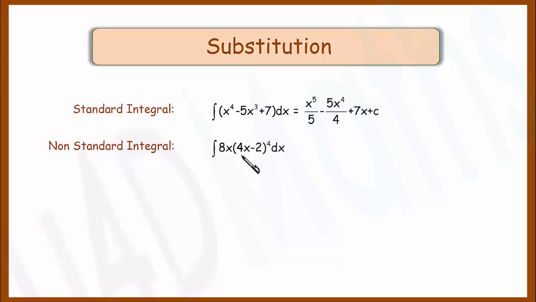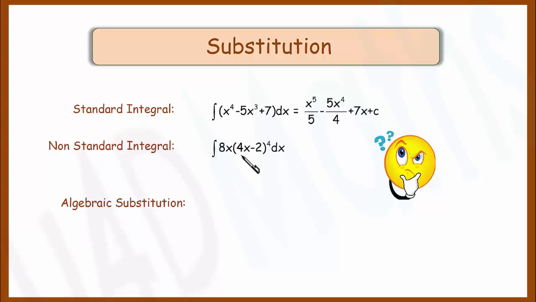Now, to integrate functions like this, we use a method of substitution, and one of the most common is algebraic substitution. In this type of substitution, we let the original function equal u, where u is a standard integral, and then we integrate with respect to u. Once we integrate, we return the integral back to a function of x.